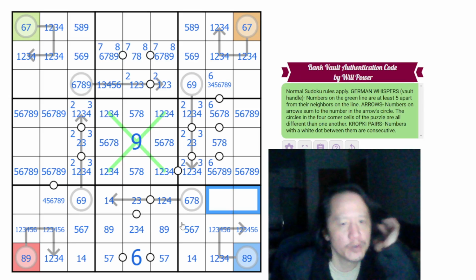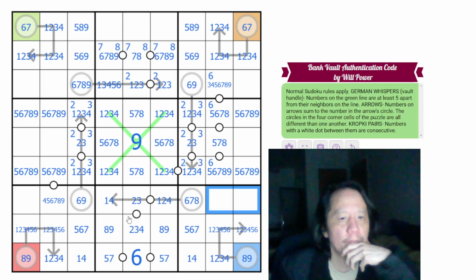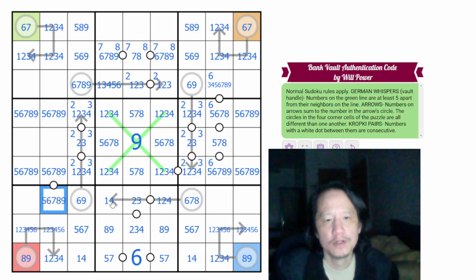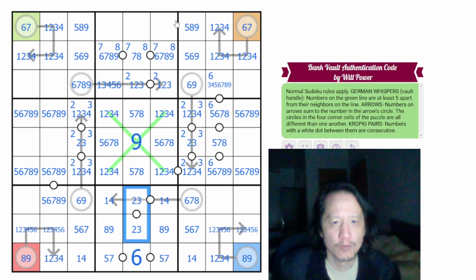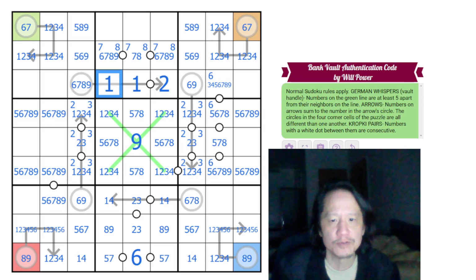So this can never be 4 either. So 1 and 4 both have to be here, which means this can't be 4. So this has to be 1, 4, and 1, 4, which makes this 2, 3, or 2, 3. Well, we have a 2, 3, 2, 3 pair now in column 5, which eliminates 2 and 3 from the rest of the column. Therefore, this is 1, and this is 2. And then this has to be 3 through 6.